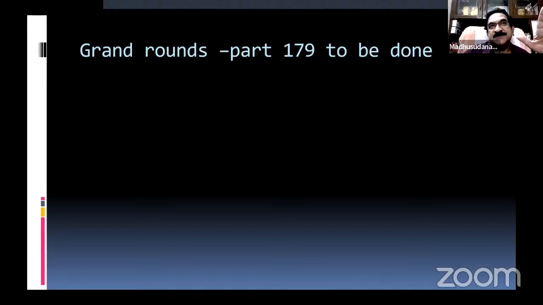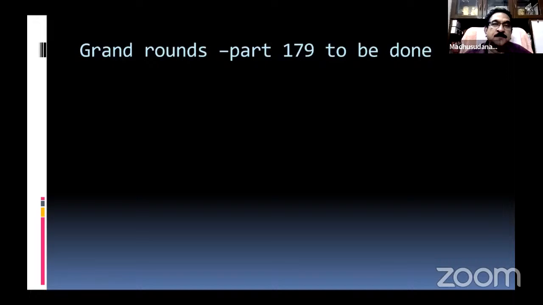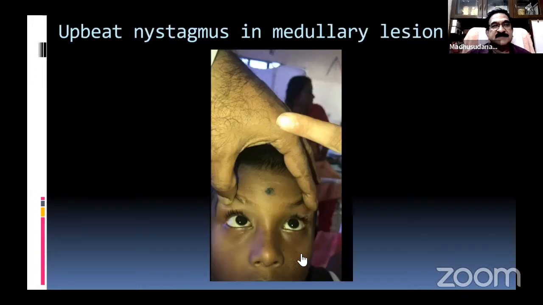In the last class, I was talking to you about the upbeat nystagmus, the type of nystagmus which you get in upper midbrain, pons, and lower medullary lesion. In the upper midbrain lesion, the nystagmus increases on looking up. Whereas classically, in medullary lesion, the nystagmus increases in amplitude on looking down, the reverse of what you usually get in an upper midbrain lesion. Last week I could not show the video. I thought I would show the video first.